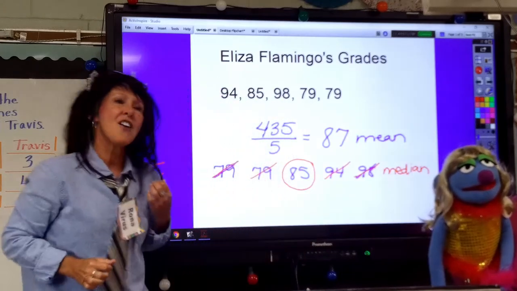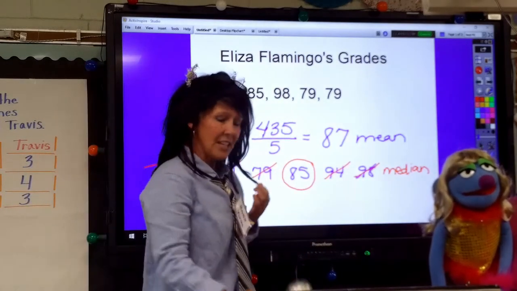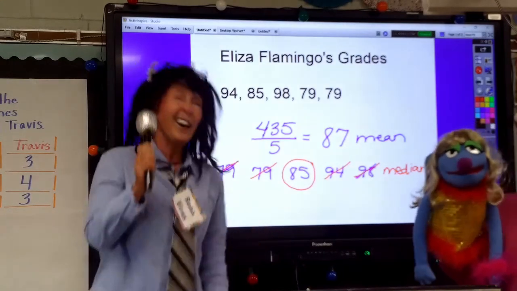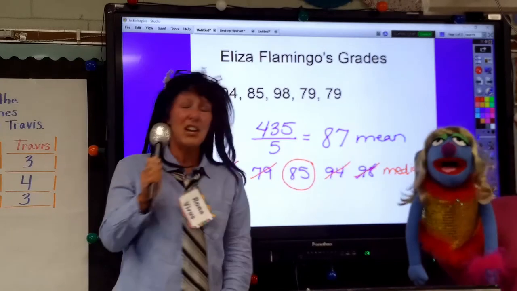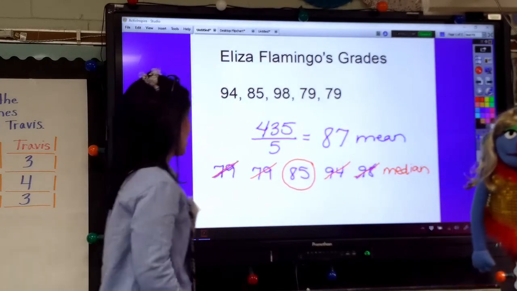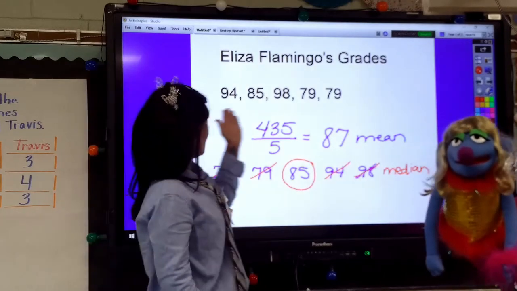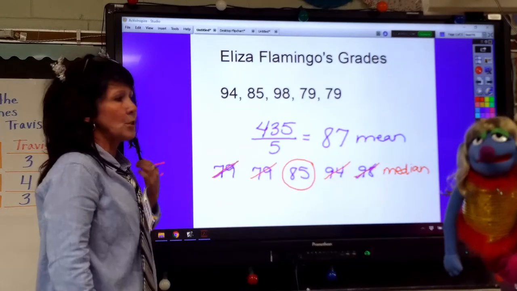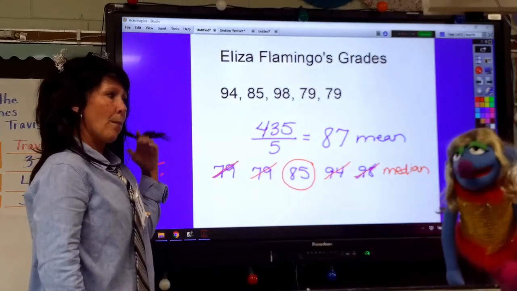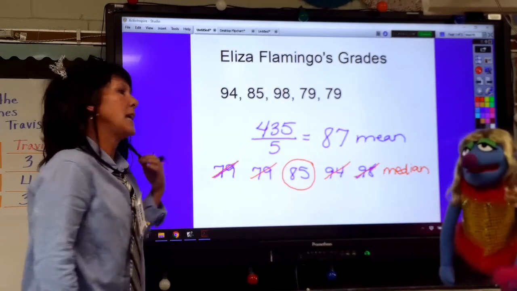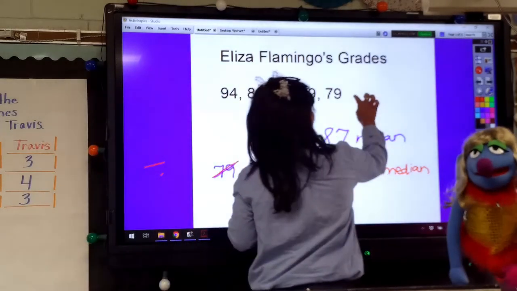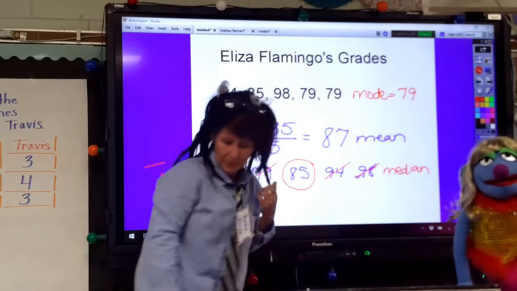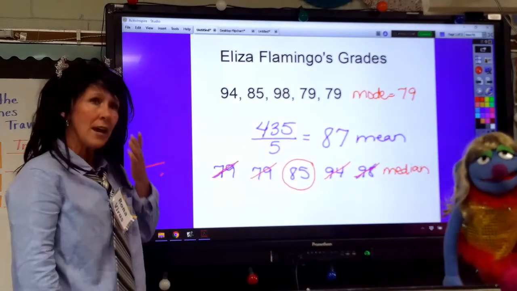Okay? All right, so remember the video and the little dance a minute ago? It said the mode is the one that occurs the most often. Very good. So when we look at the data, Flamingo, you tell me, what would be the mode from your grades? Well, I'm very sad about that because it's a 79. Well, that's okay, but you're exactly correct. Very good. So our mode is 79.